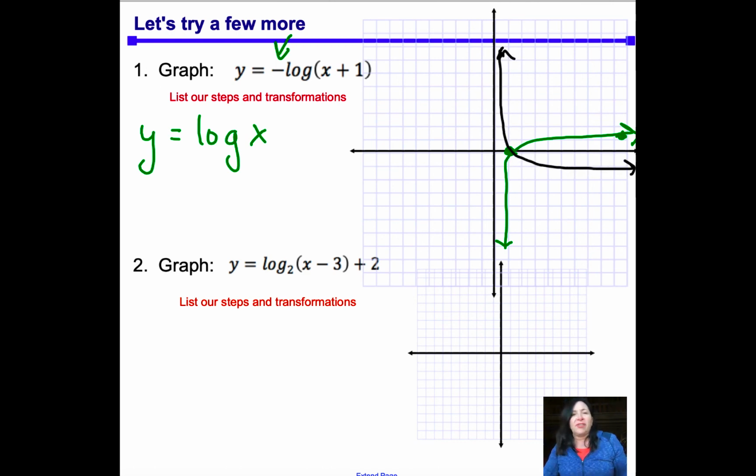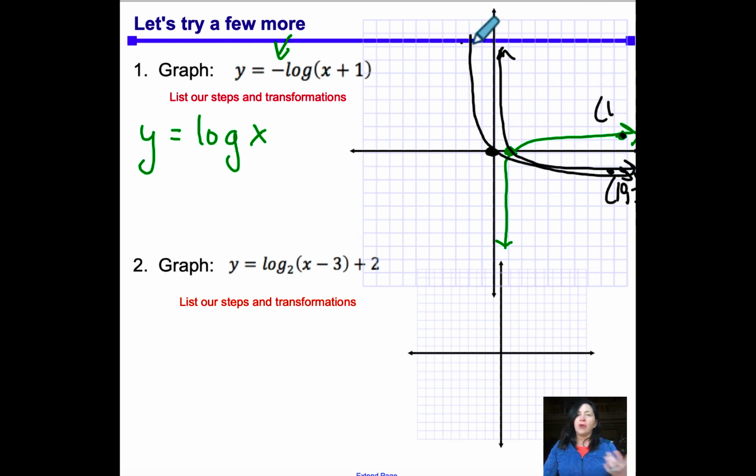Now, where are my points at? So you can plot these points, or you can just move them from the parent function. And so now this 1, 0, when I move it to the left, is at 0, 0. And this value here, which is 10, negative 1, when I move it to the left, is now going to be 9, negative 1. And so these 2 points now, this looks like this.